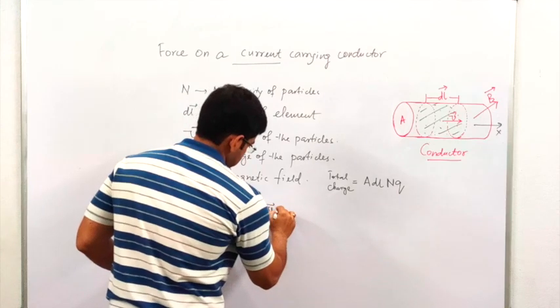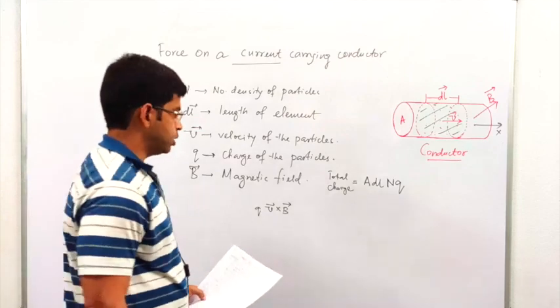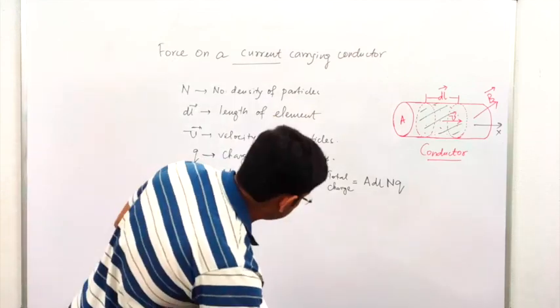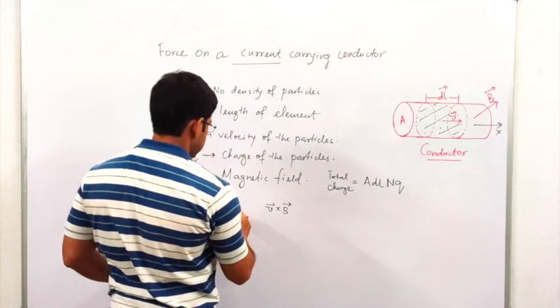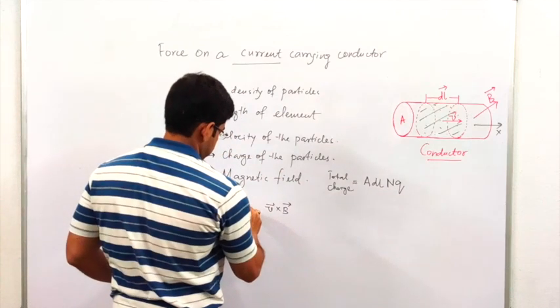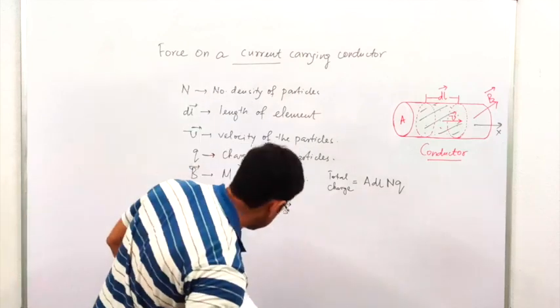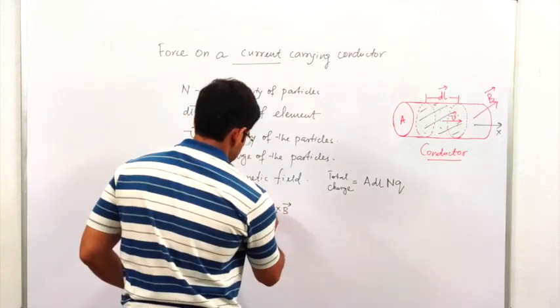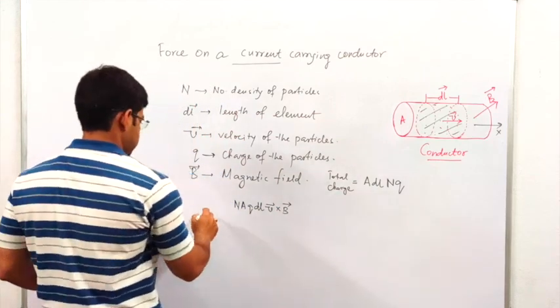Now, Q V cross B is the force acting on a single charge particle. Now for the total charge, the total force acting will be NAQ dl V cross B.